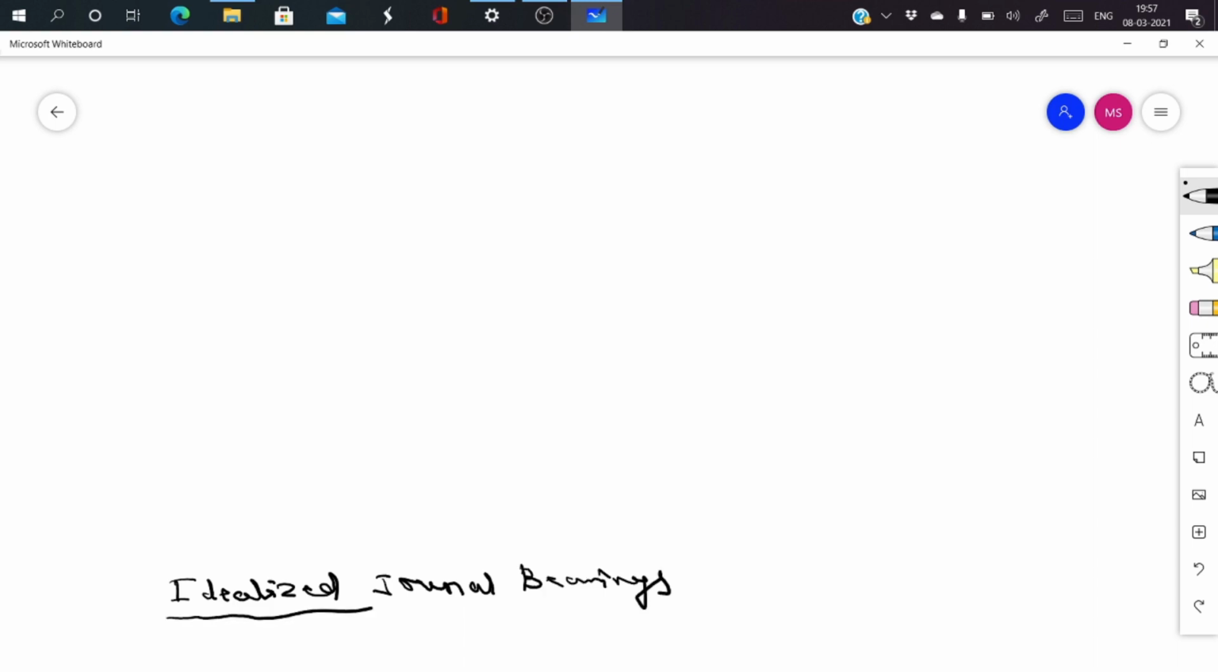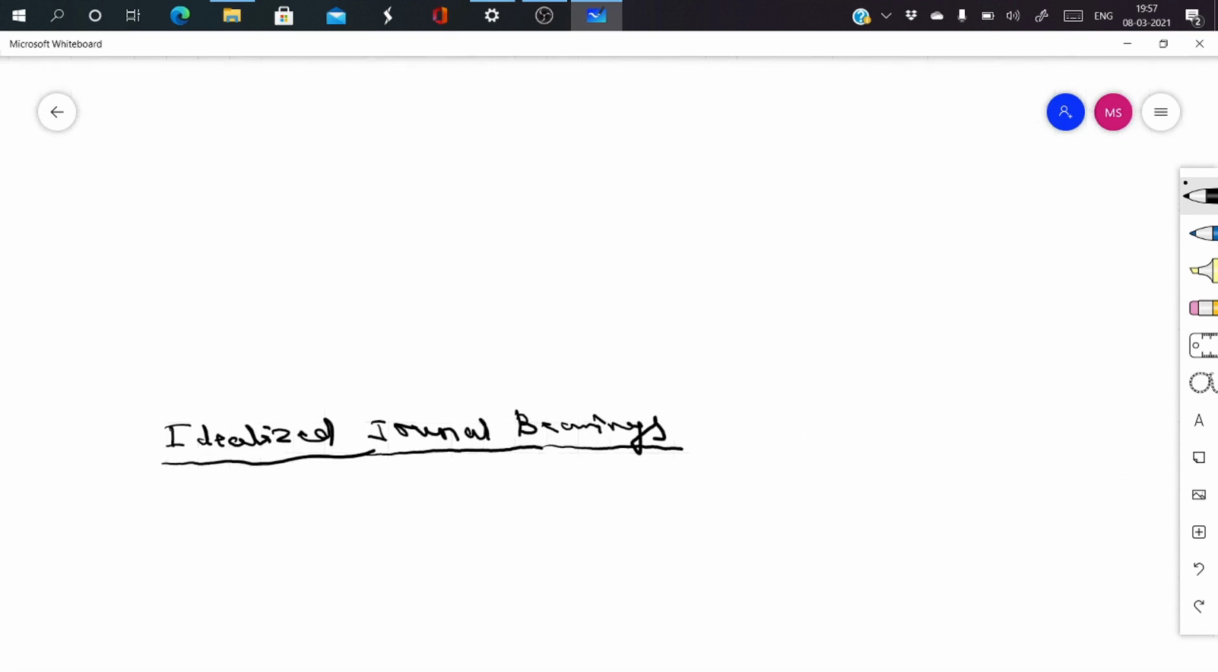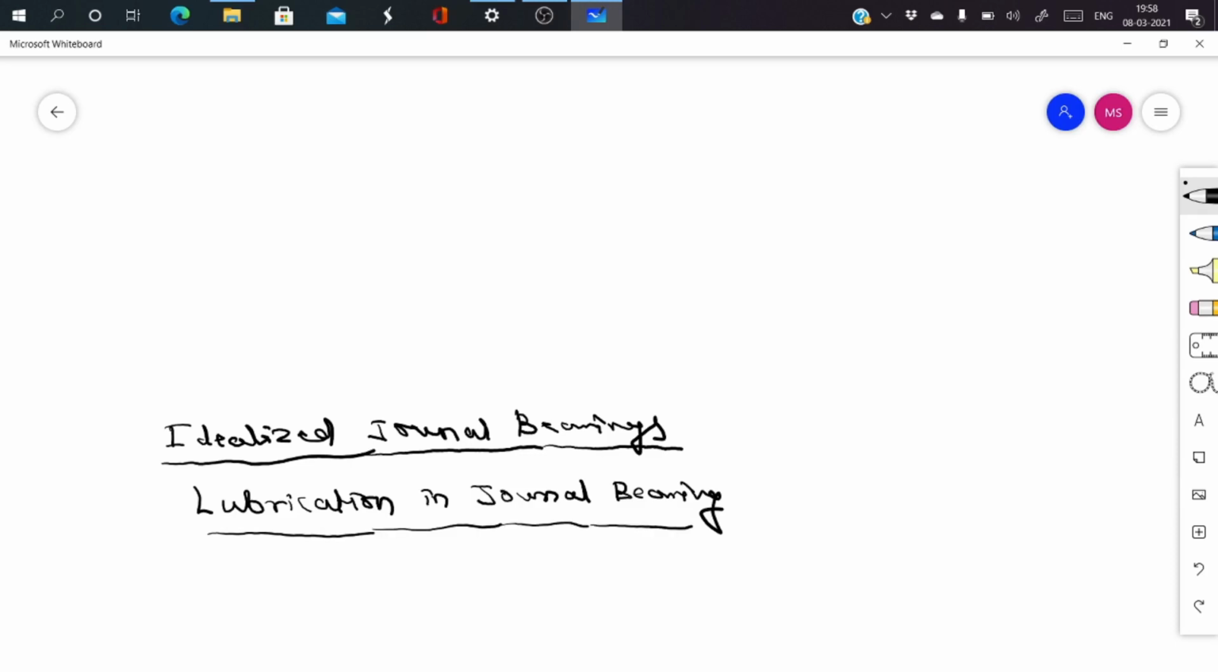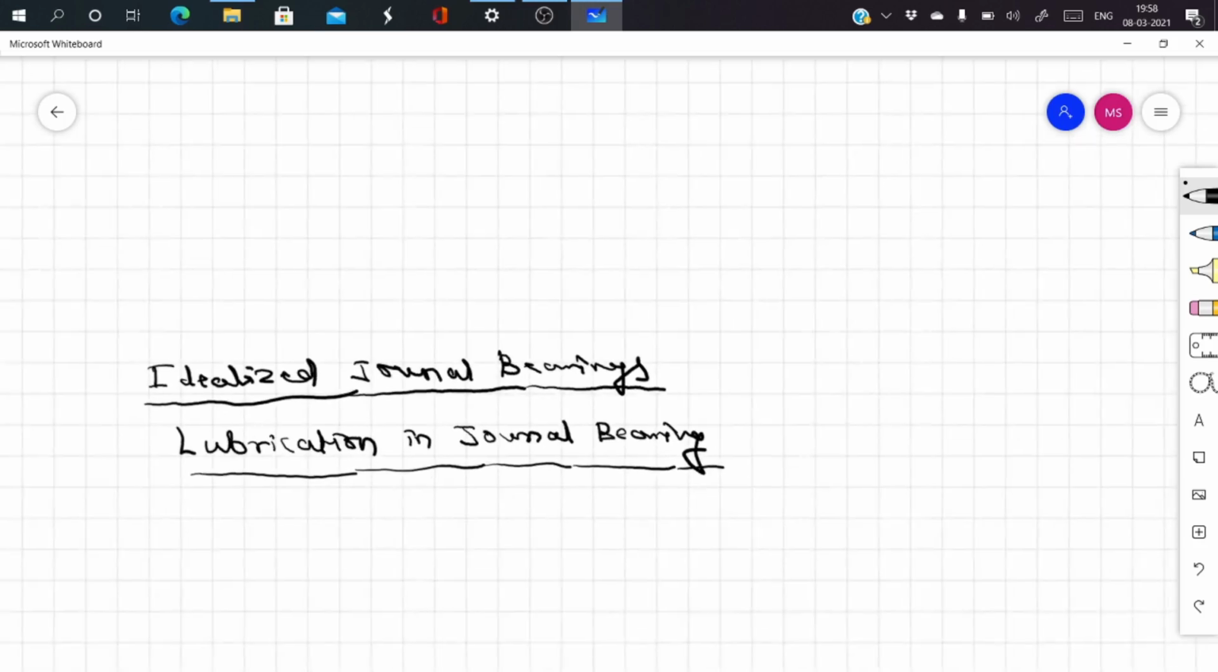Before going to idealized journal bearings, let us see what a journal bearing is, and how pressure develops in the case of a journal bearing. So, the basic lubrication in a journal bearing. We already discussed that a journal bearing is nothing but a bush bearing. There is a bearing and a journal inside.